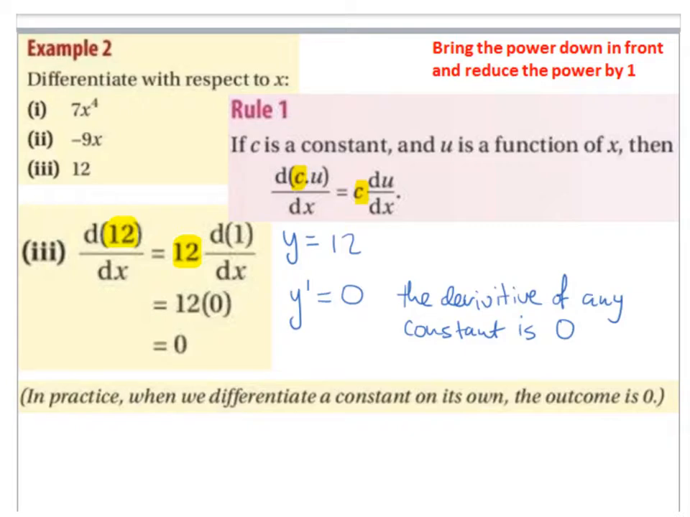Or in short, if y is equal to 12, then the derivative of y is equal to 0. The derivative of any constant is equal to 0. Because we were asked to differentiate with respect to x, and there was no x, so we just get 0. In practice, when we differentiate a constant on its own, the outcome is 0.